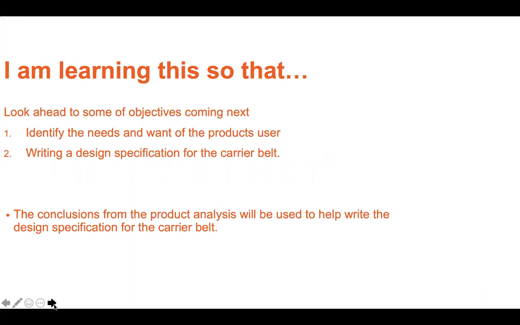So just thinking ahead to our future learning, we're learning this so that we can identify the needs and wants of the product user, the client. We can think about writing a design specification for the carrier belt, and the conclusions from the product analysis will be used to help write the design specification for the carrier belt, which we're going to move on to in future lessons. But Year 6, that is it for today.